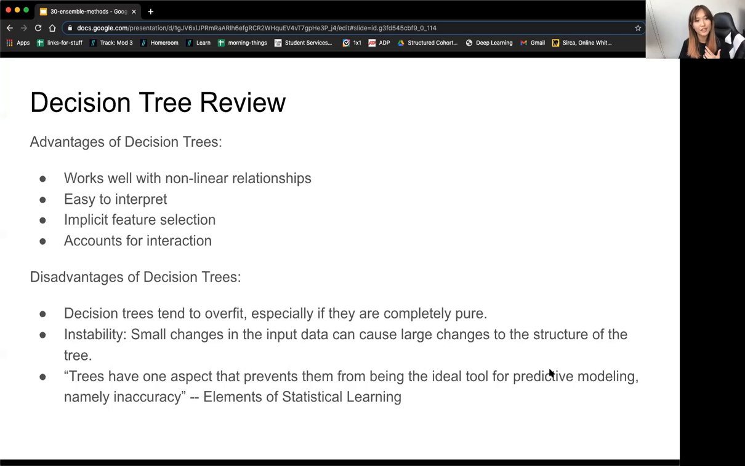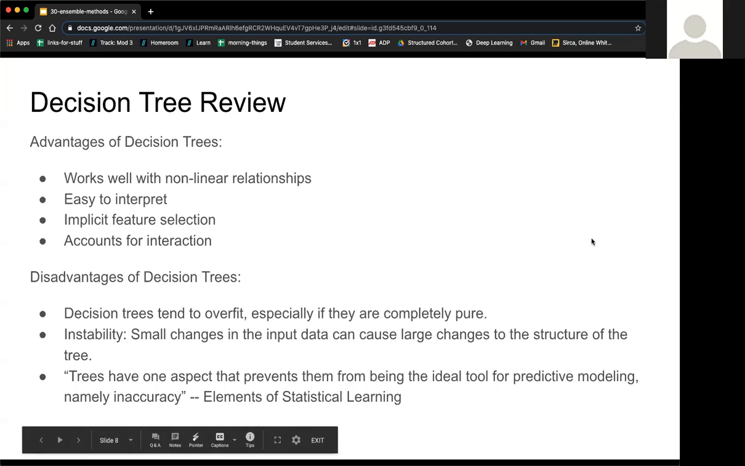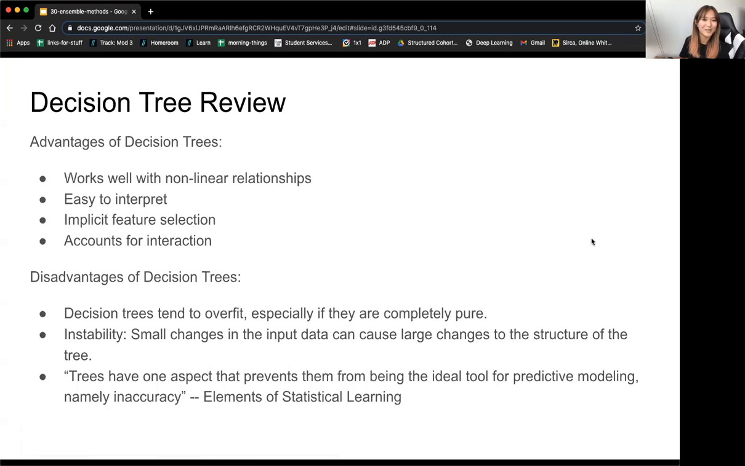Minor changes to your data set and different distributions of your subsets of your data can cause large changes to the structure of the tree, because once your first split is different, all your subsequent splits will be different. Any questions about this before we move on to ensemble methods?